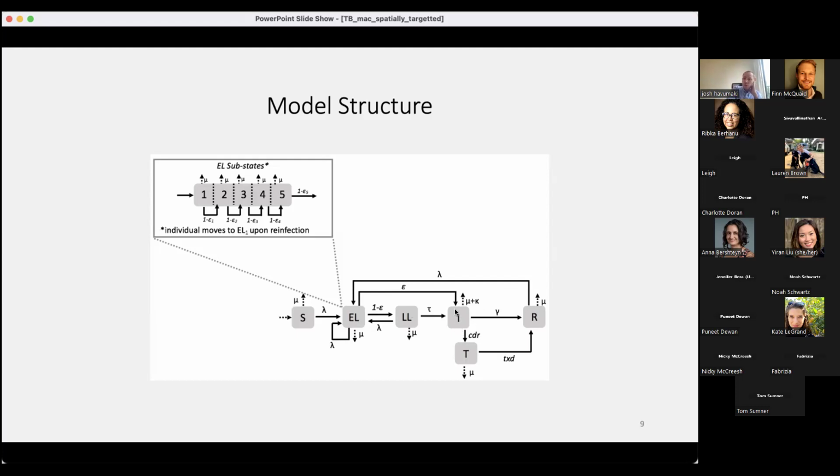Individuals who have active TB can transition to a treated state in which they're assumed not to be infectious. In the model, that represents case notification. So when people transition to treatment, it's as if there's a case notification. They can also spontaneously recover, or after treatment, they can recover. And people who are susceptible, early latent, late latent, or recovered can all become reinfected and move back to the early latent state.